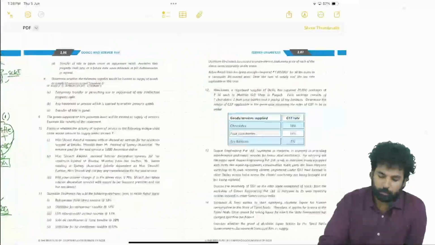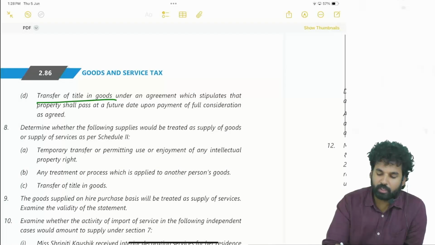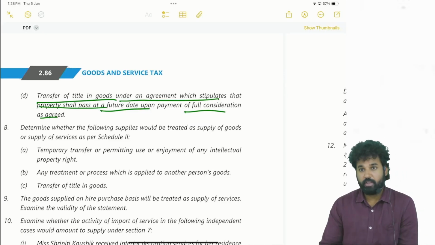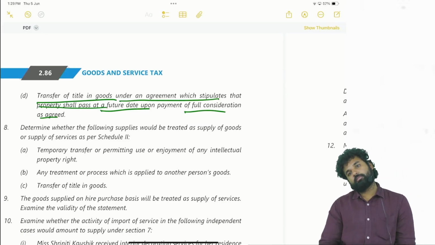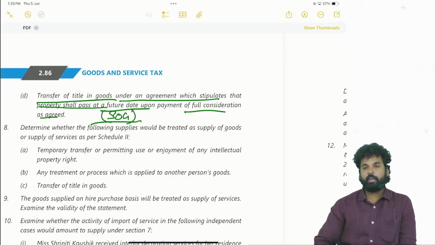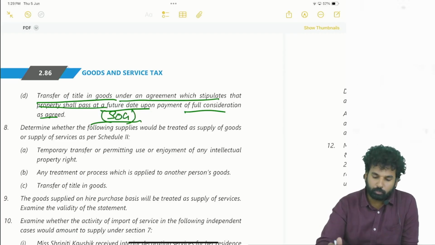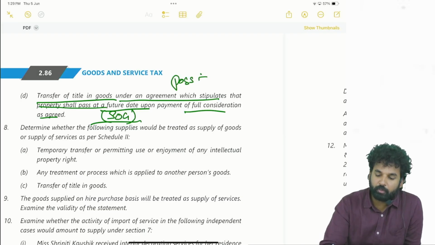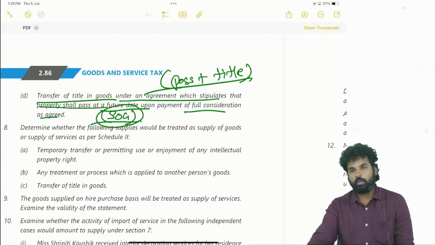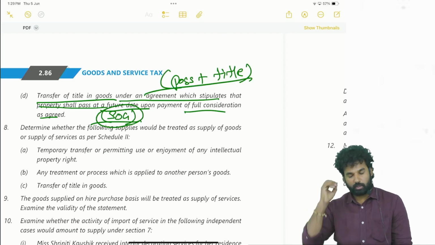Last point. Transfer of title in goods under an agreement which stipulates that property shall pass at a future date upon payment of full consideration as agreed. This is supply of goods only. Just the title will be delayed. The possession is transferred, the title will be transferred at a future date. Title will also be transferred, but at a future date. But still it is supply of goods only. Okay, so here we will stop for lunch.